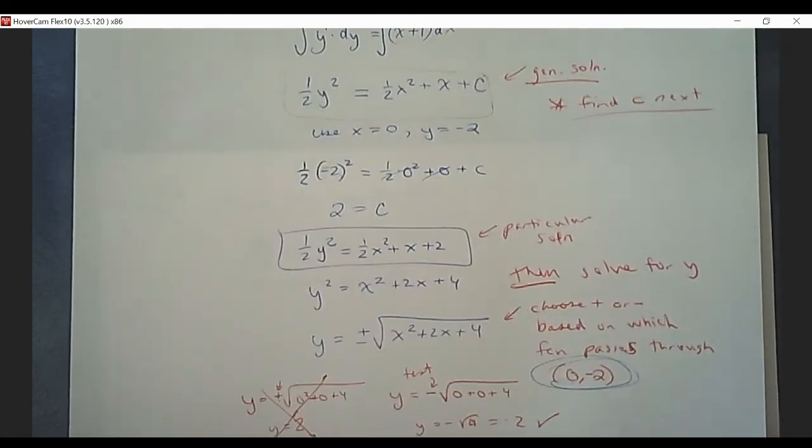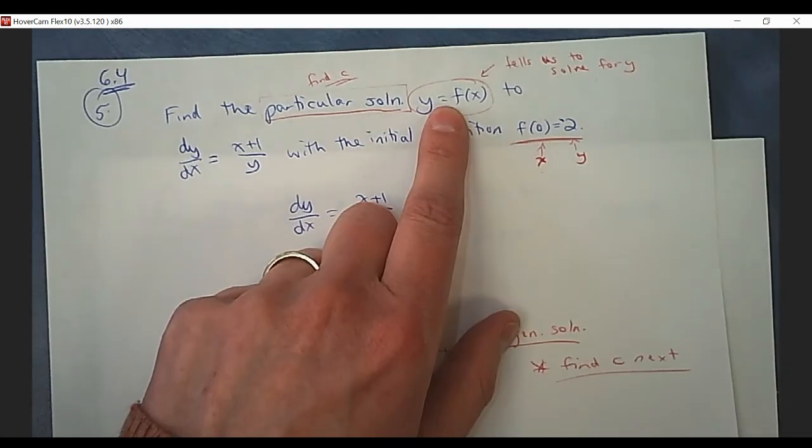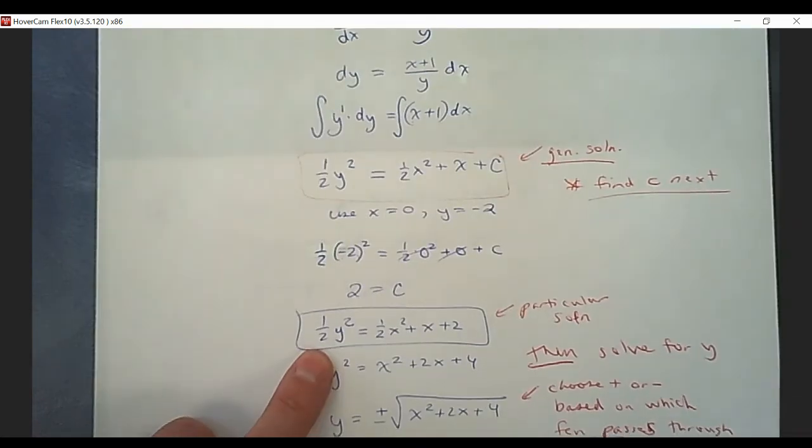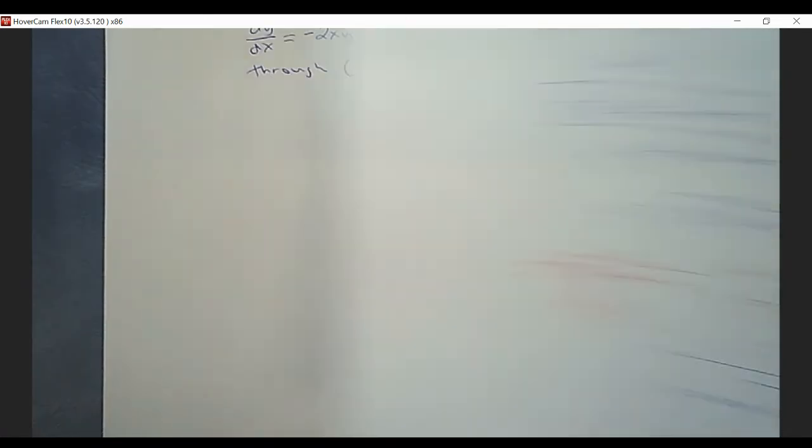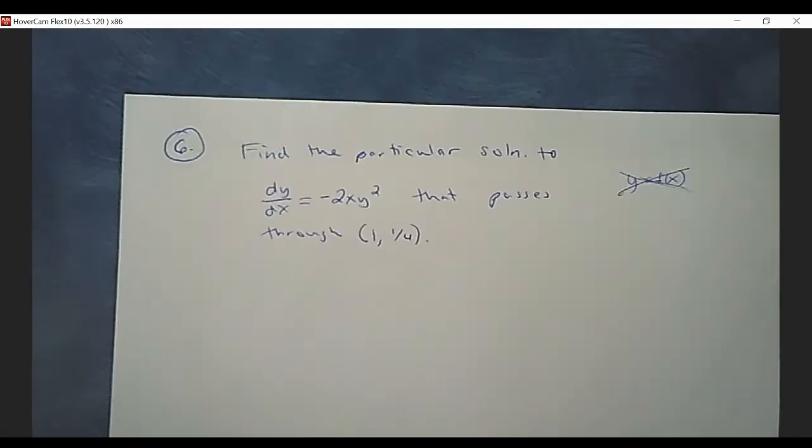All right, if this one didn't say to solve for y, we could have stopped back here at the particular solution. So in the next example, we're going to get to skip all that extra stuff. All right, so on to number 6.